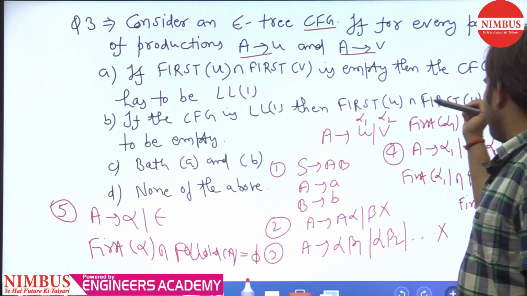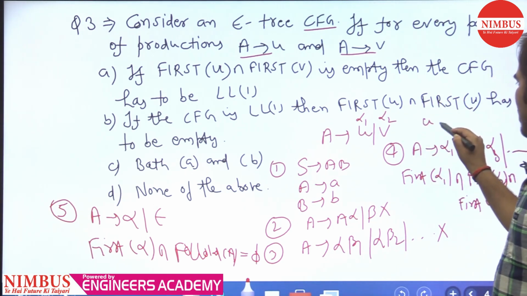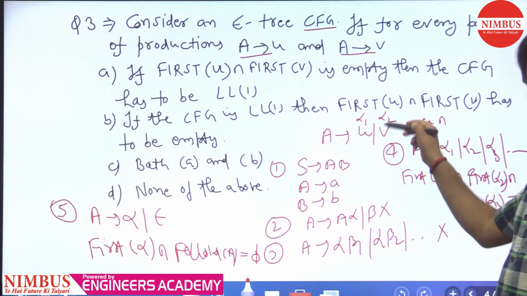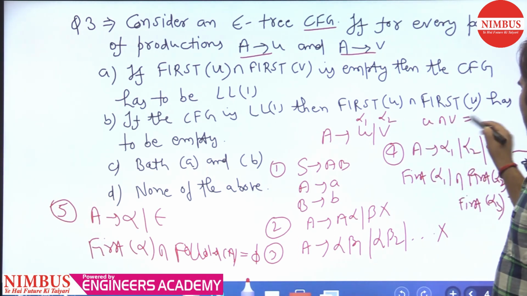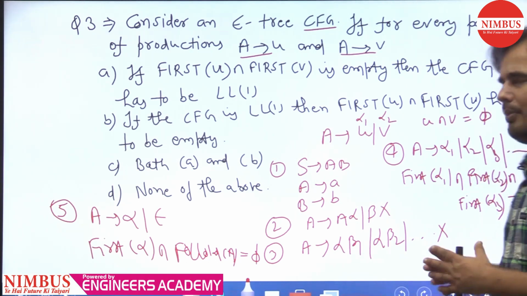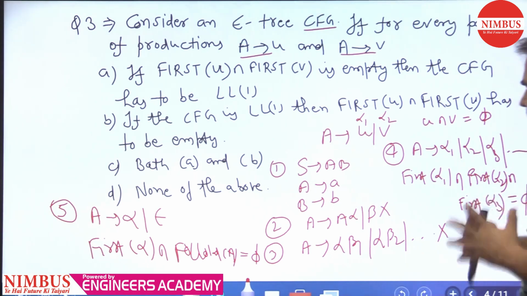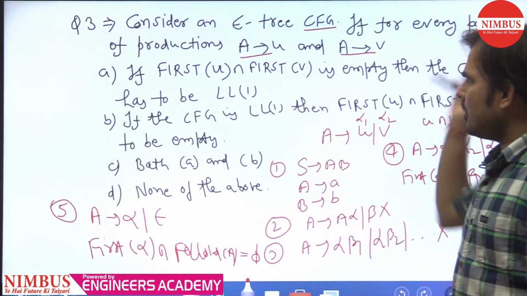What will first of alpha 1 be here? I am directly doing it. First of alpha 1 here is u, intersection first of alpha 2, which is nothing but b, also a terminal. So this is equal to phi. Nothing is common there. Phi means the empty set, which means the given context free grammar is LL1.